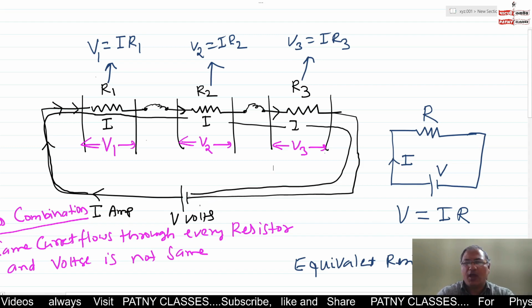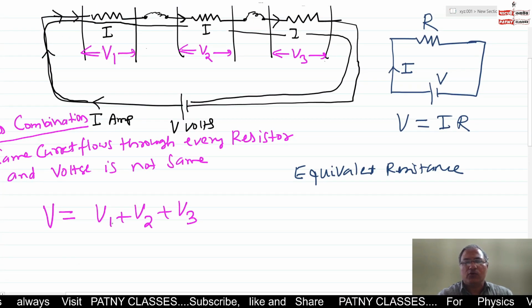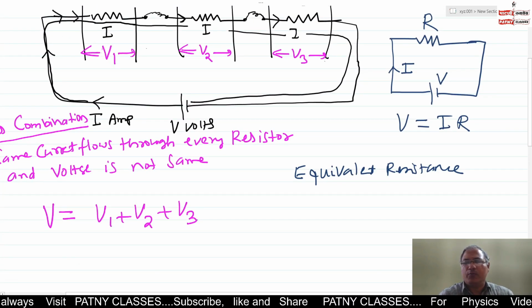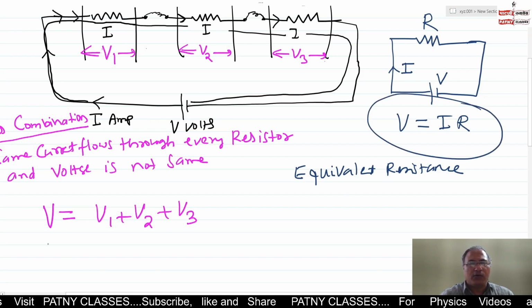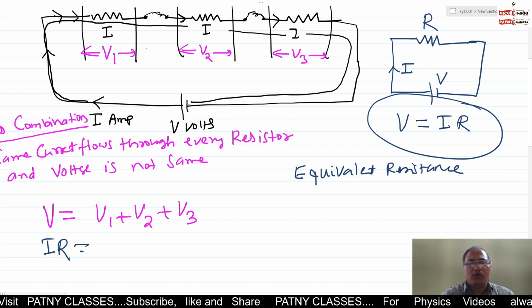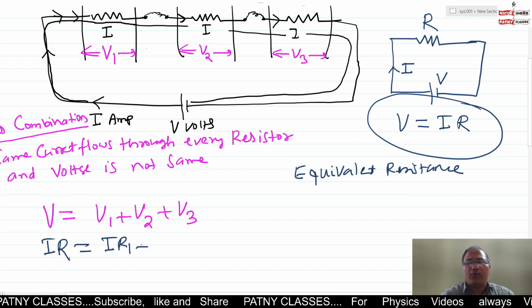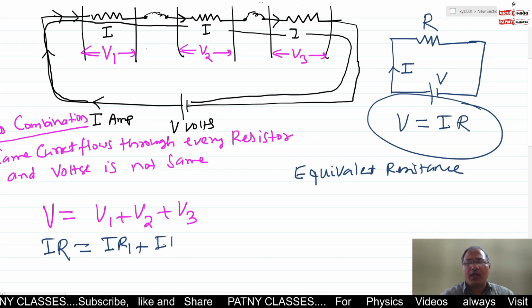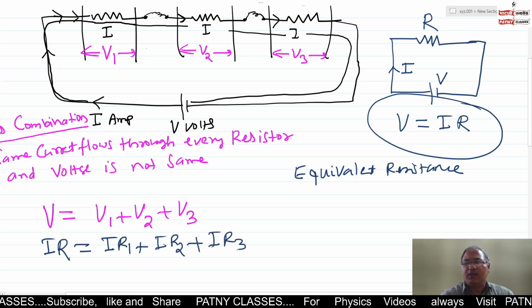Now we already know that V equals V1 plus V2 plus V3. V is nothing but I into R. So I got I into R. And what is V1? V1 is nothing but I into R1. What is V2? I into R2. And what is V3? I into R3.